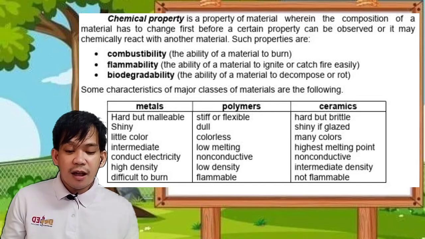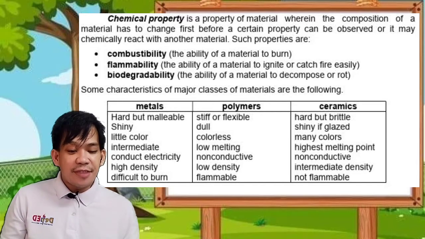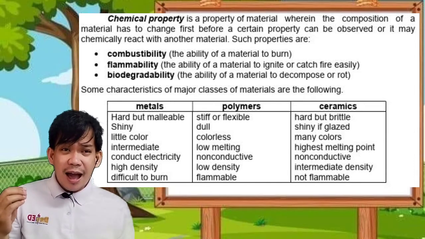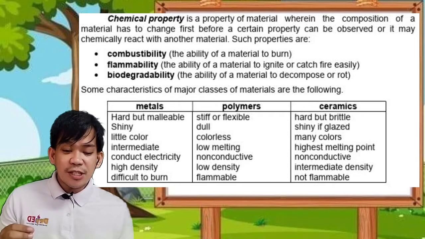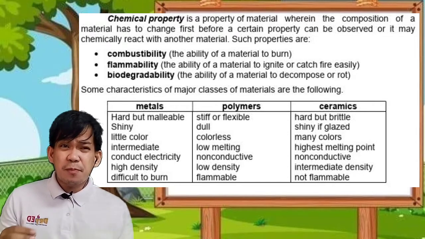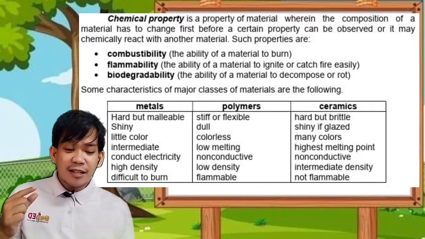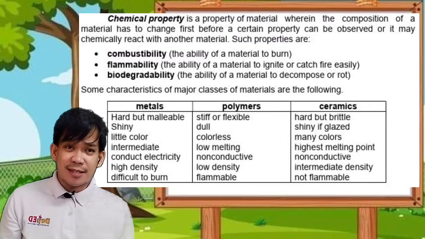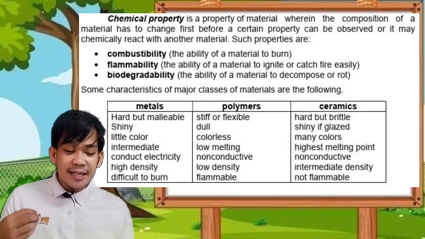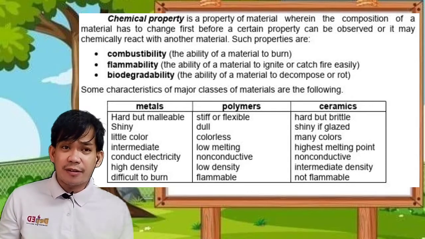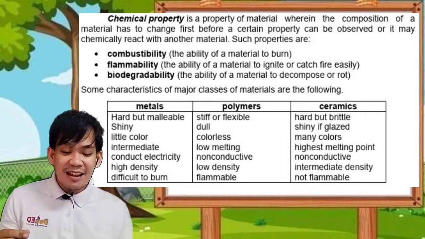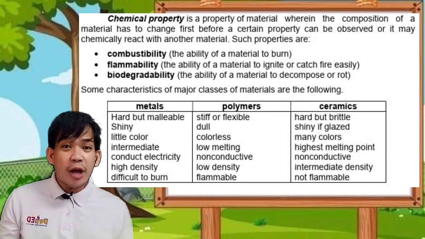Next is flammability. The ability of a material to ignite or catch fire easily. Ang combustibility and flammability is may pagkakaparehas ng konti. Dahil mabilis silang or may kakayahan sila na masunog. But ang flammability ay mas mabilis na makakapag-ignite or makakapag-catch ng fire. So ano ang ibig sabihin nun? Mabilis siyang masunog. Konting heat lang na madikit dito, pwede itong magliyab.